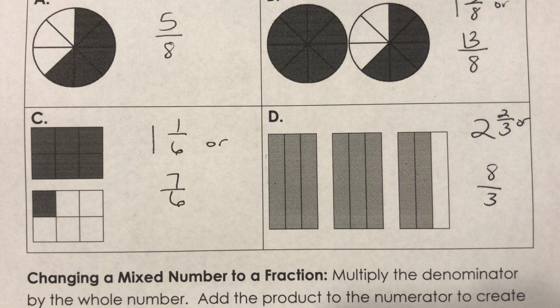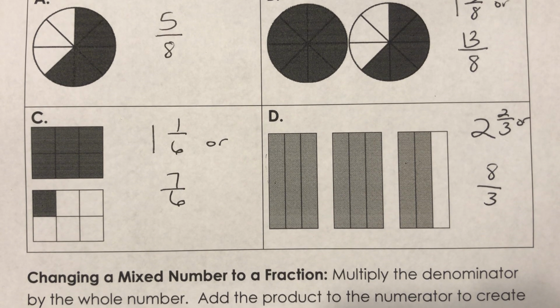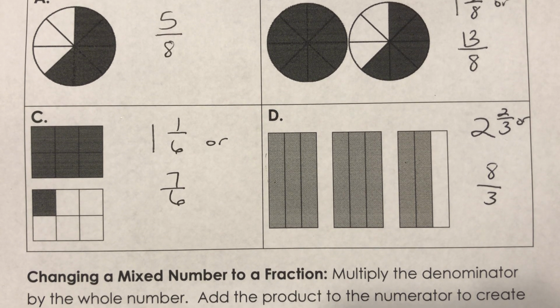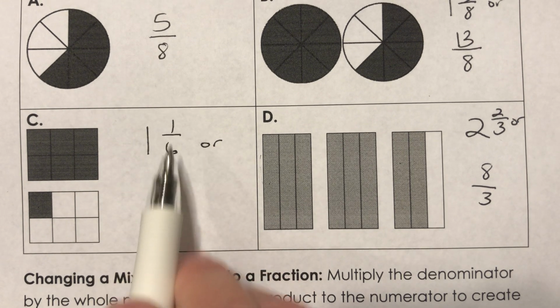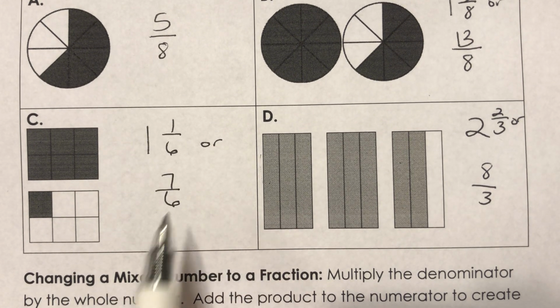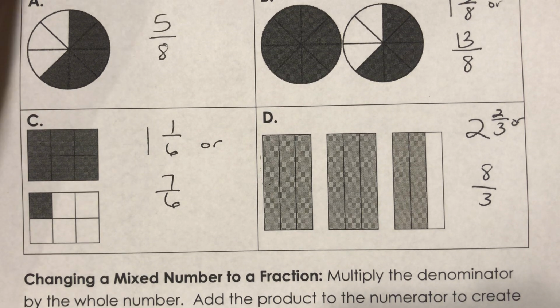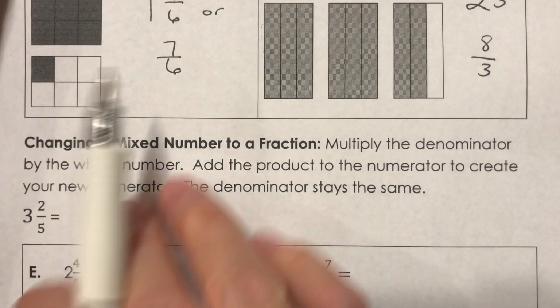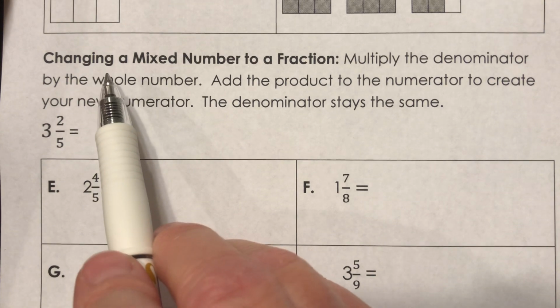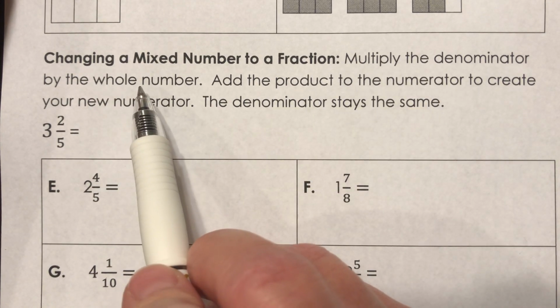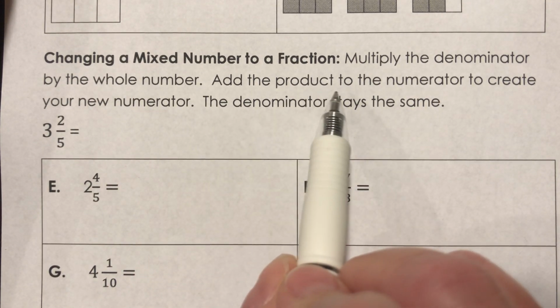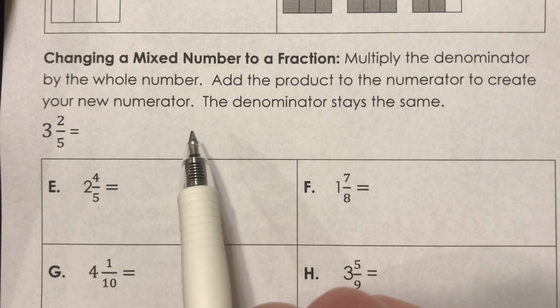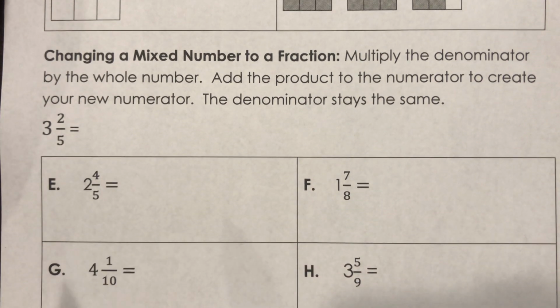So when you have a picture, all we're really doing is counting, right? What I'd like us to be able to do is to change a mixed number into an improper fraction without having that picture, okay? So the steps to being able to do this: multiply the denominator by the whole number, add that product to the numerator to create your new numerator, and the denominator stays the same.